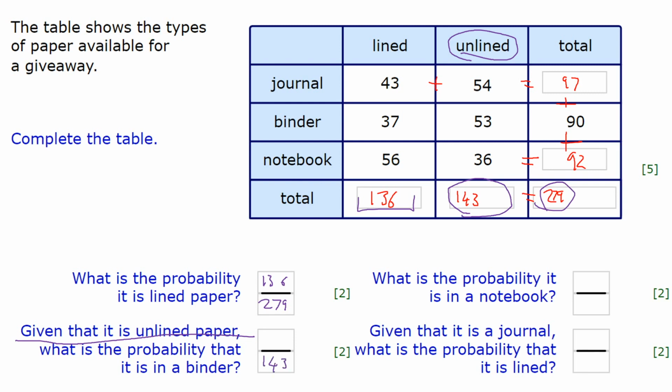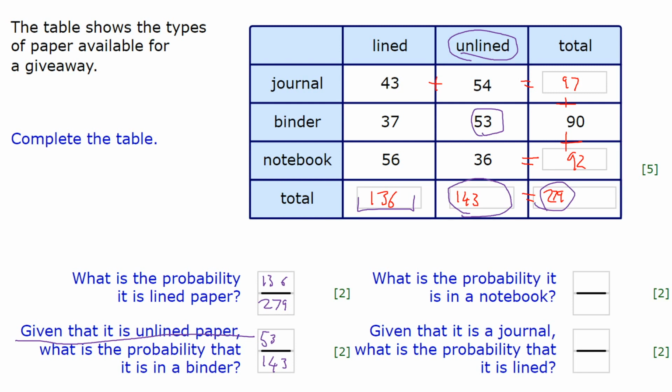Okay? And we know that the number of unlined paper in a binder is going to be 53. So the probability is going to be 53 over 143. Okay? Likewise, we can do this for these two examples.